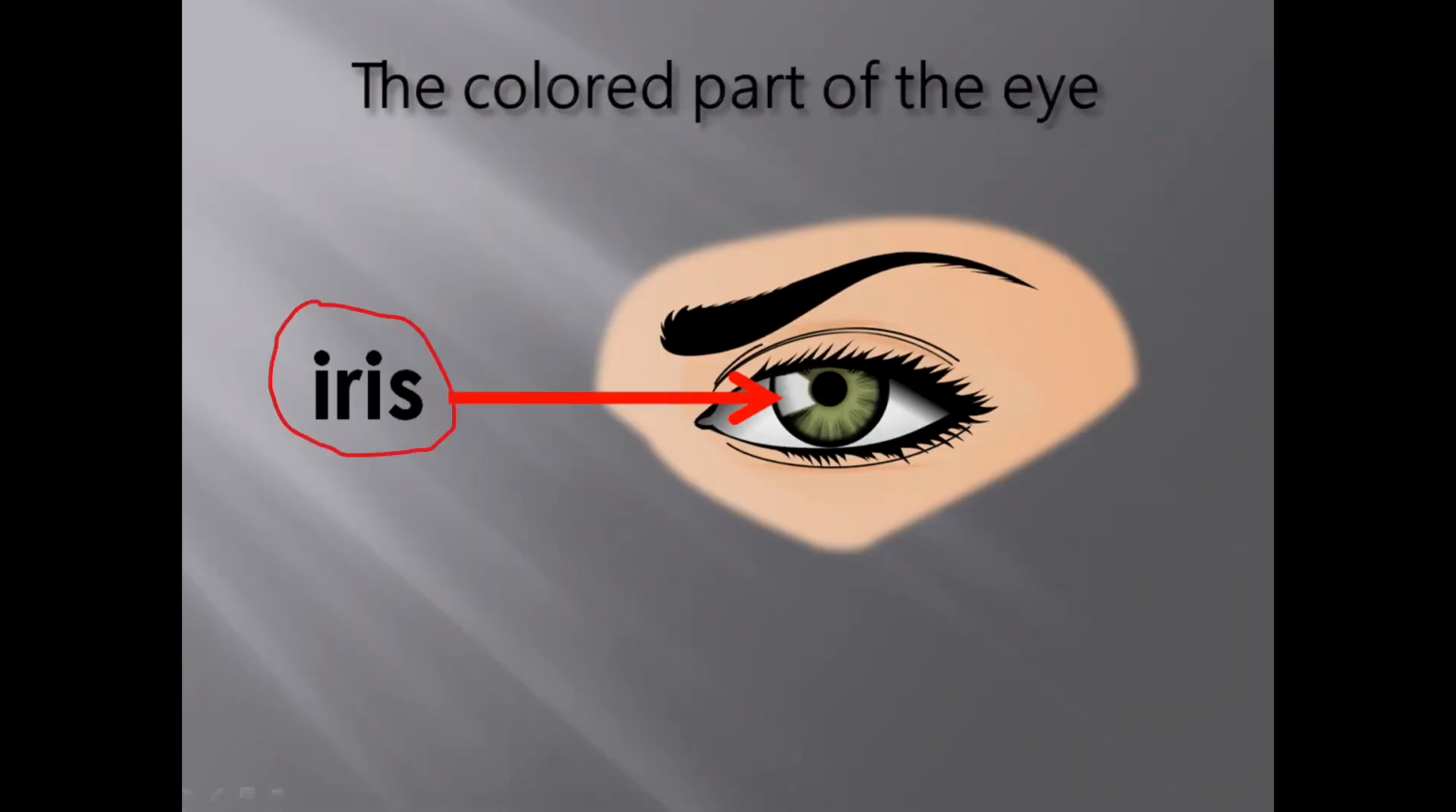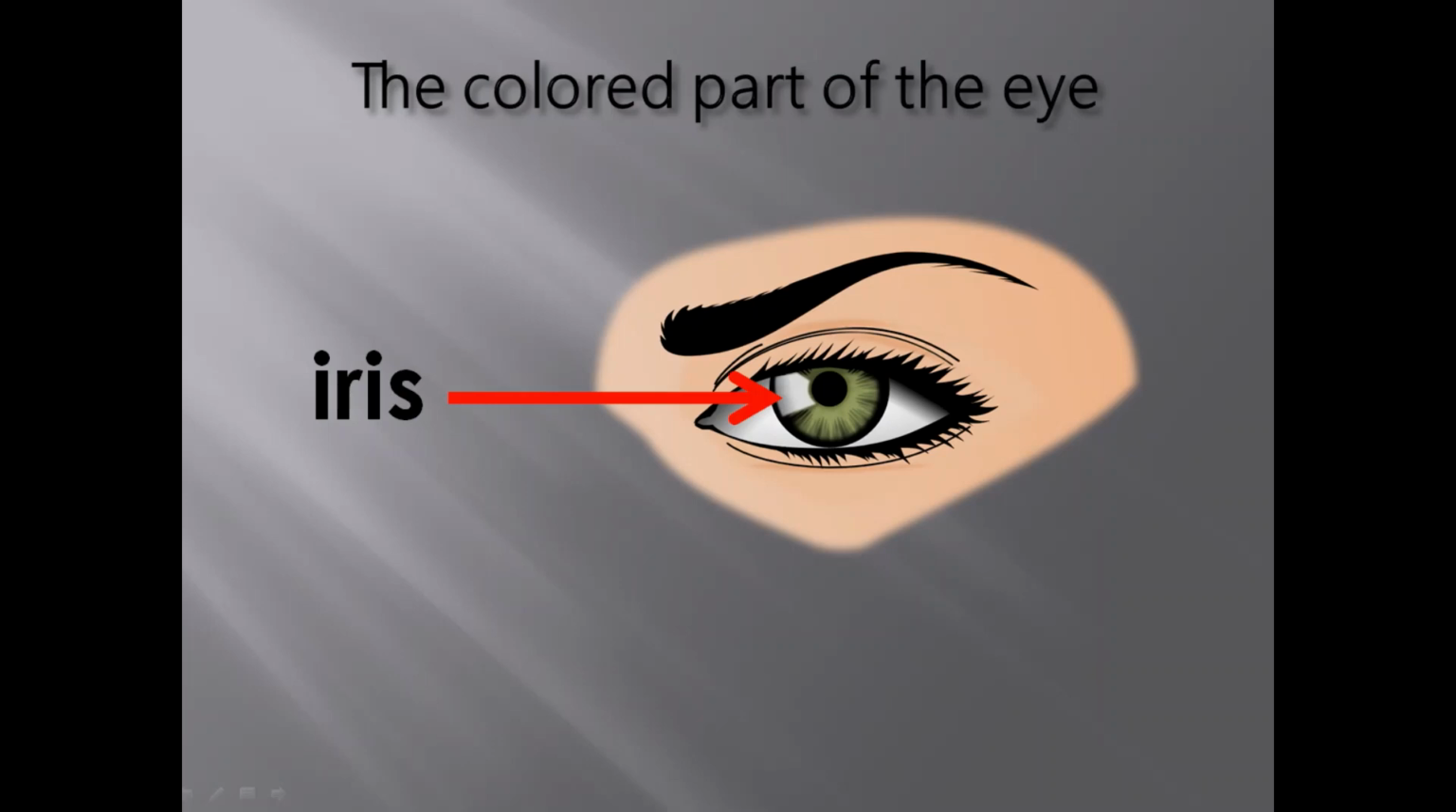Okay, the iris is the colored part of the eye. As you can see in this image here, the iris looks a bit light, but I apologize for the reflection there. It's actually this green portion here that I'm highlighting, and that's the iris. So it's basically your eye color.